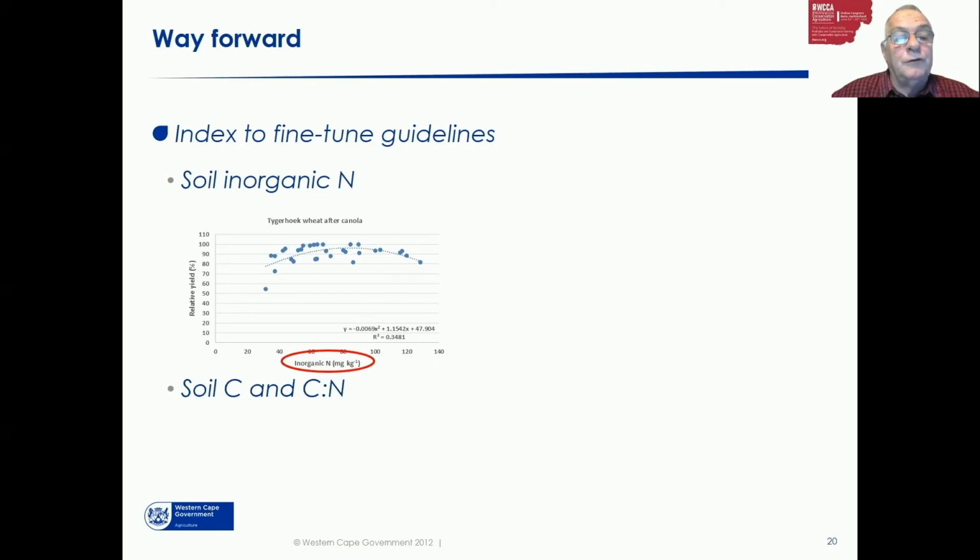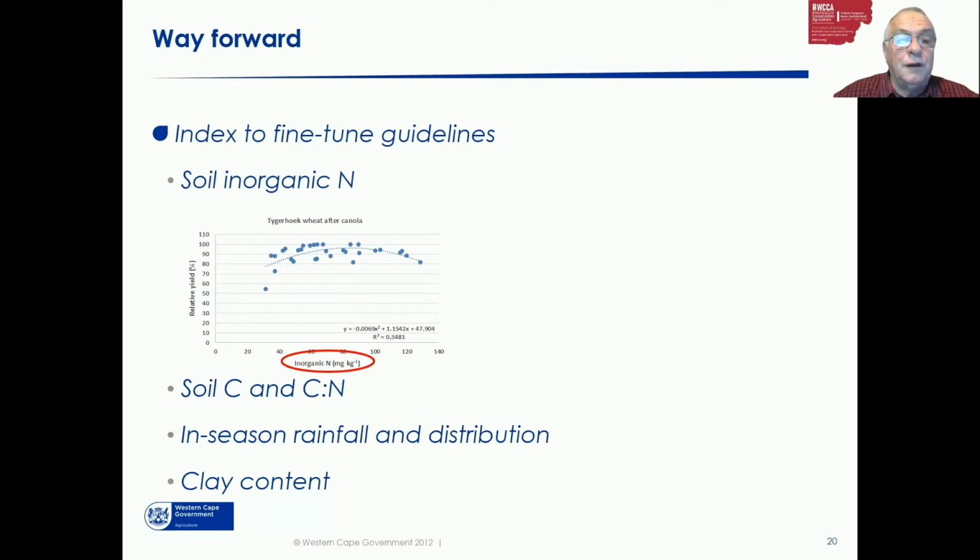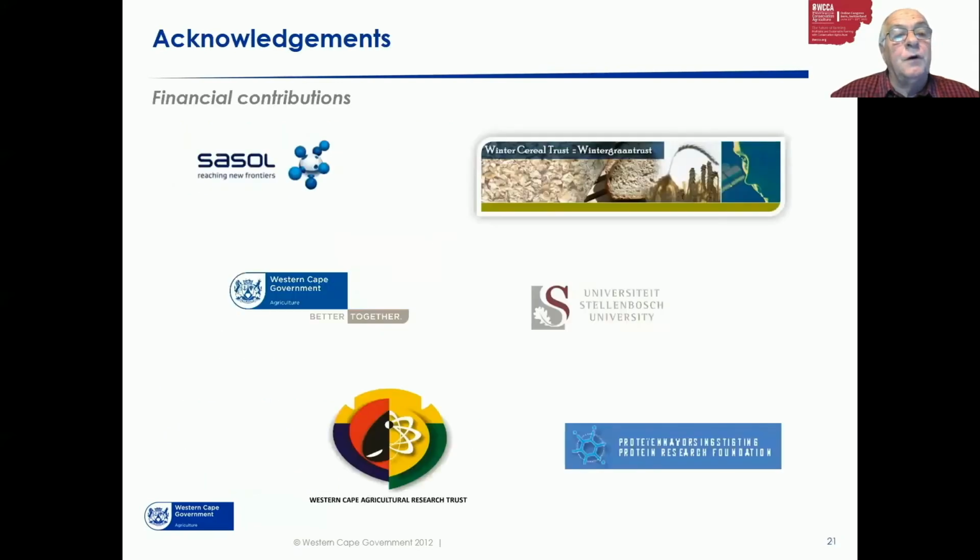We also want to look at the soil carbon and soil CN ratios to see if that would have an effect to fine-tune the norm. Also the rainfall, as you have seen. So the in-season, but very important, the distribution within the season. How does that influence the final fine-tuned recommendation? And then we also want to see if clay content has an effect. So quite a number of additional information which we will use as an index to combine with the quadratic functions to get to a final index for a recommendation.